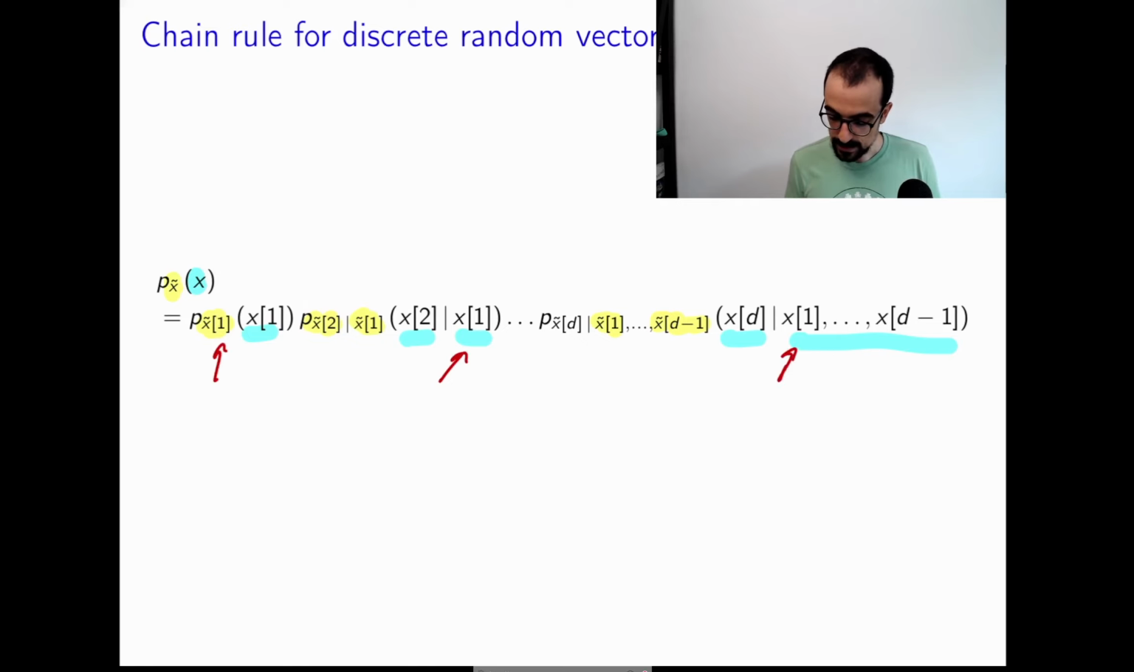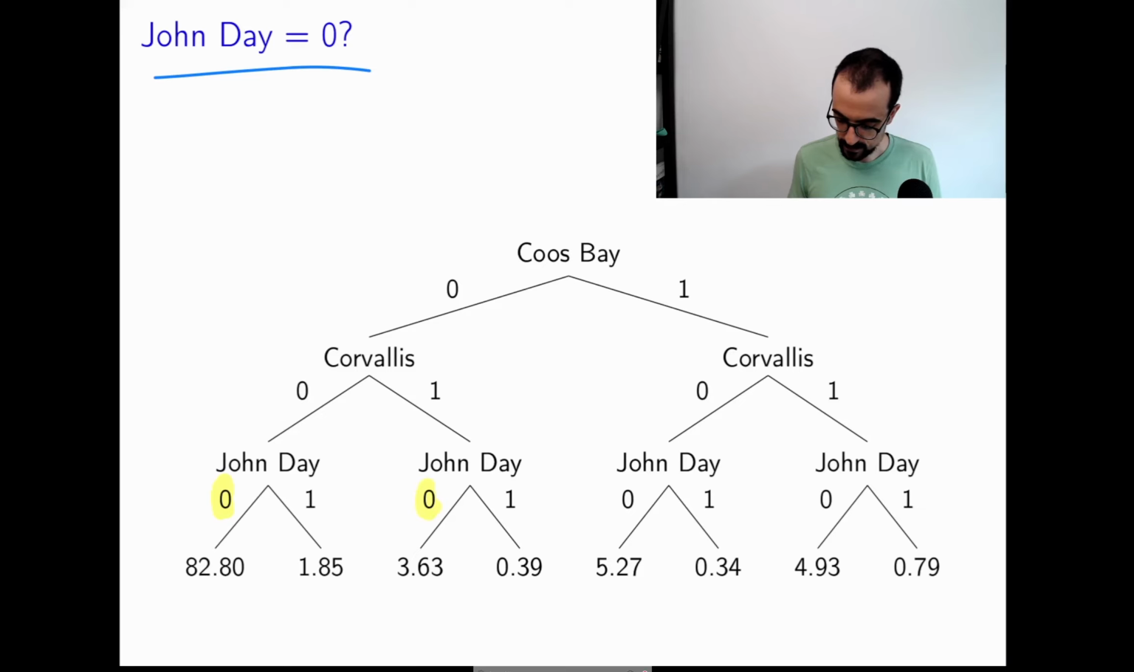Okay, so let's take a look at an example. Let's imagine that we know that it does not rain in John Day. So what's up with Corvallis and Coos Bay? What we're saying here is that we know that it did not rain in John Day. So basically that means that this didn't happen, this didn't happen, this didn't happen, and this didn't happen. So we are left with this, this, this, and this.